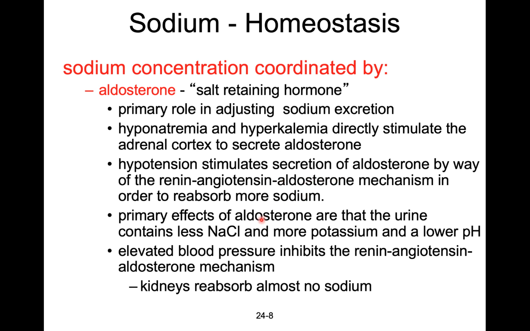Now, the primary effect of aldosterone, again, is to reabsorb salt from your urine and therefore water. And this is going to cause the urine volume to go down. Why? Well, if you're reabsorbing all the water, you're not going to let that water be excreted out.